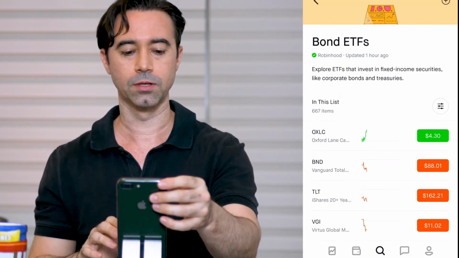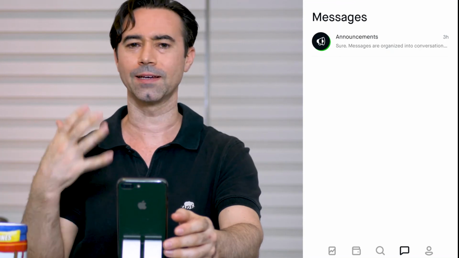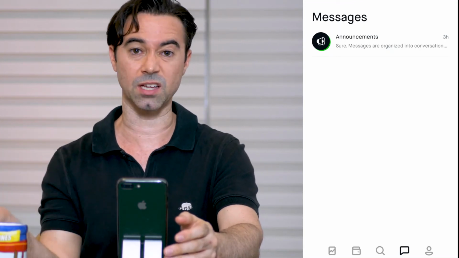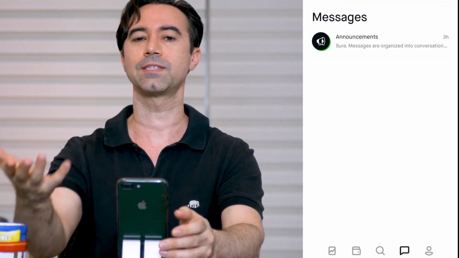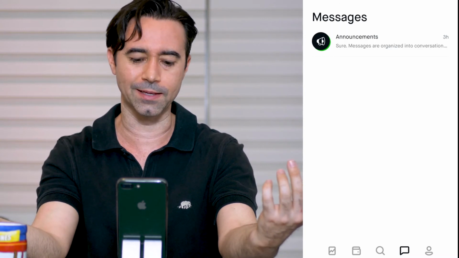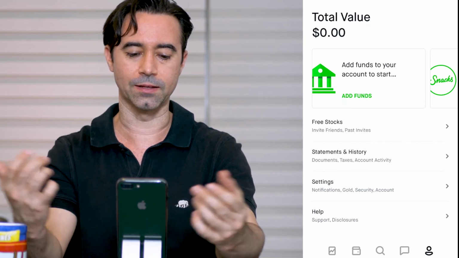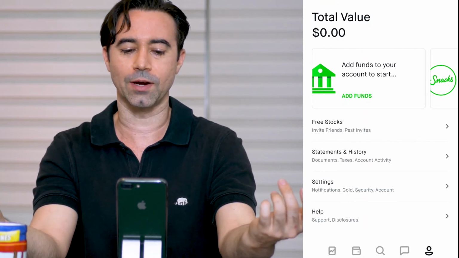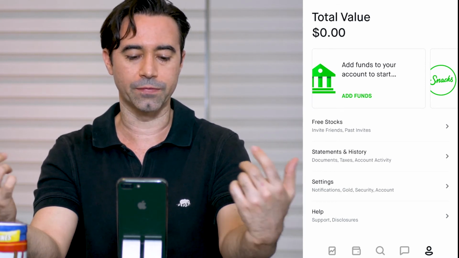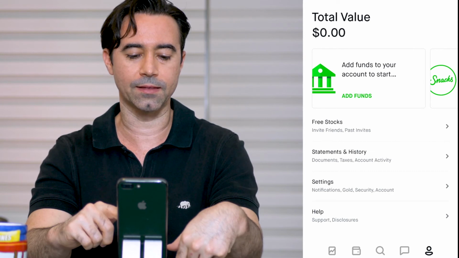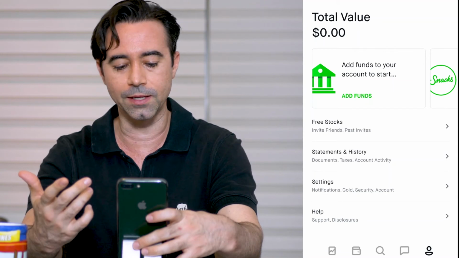So now let's go to this next thing real quick before we go back and I tell you how to figure out how to invest and how many stocks and ETFs to buy and things like that. So just quickly, there's messages here. Any type of messages you end up getting are gonna be here. Self-explanatory. And on the bottom right is things about your account. Like I said, I just tried to link my account, so I'm waiting for that to happen. You have free stocks here if you want to hit that. You can invite friends, things like that. You can have your statements and your history and your settings and help if you need it.